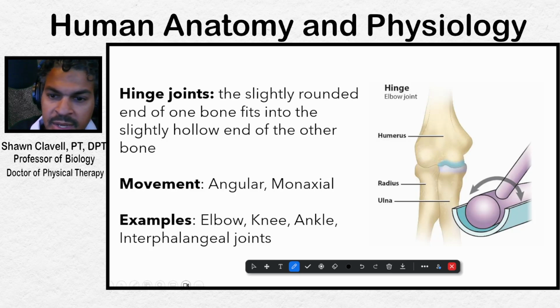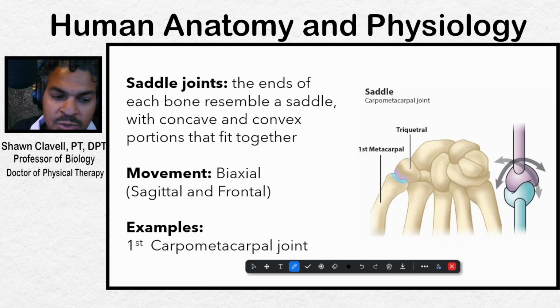A saddle joint is an interesting one. A saddle joint is where you kind of imagine like a cowboy sitting on a saddle. So both of the articulating surfaces have kind of a saddle shape, which is concave in one direction and convex in the other. And it really allows them to fit like a rider sitting on a saddle.